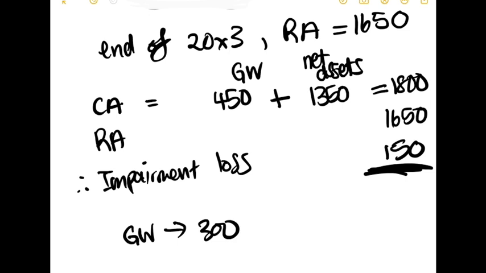We must also remember that this 150 must be attributed, based on the profit attribution ratio, to both the parent equity holders as well as the NCI. So the NCI must share in this impairment loss because it originated at a subsidiary level.